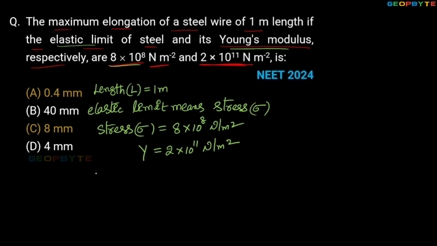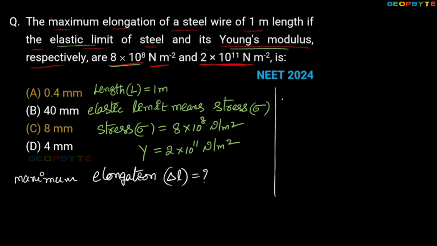You are asked to find the maximum elongation. Elongation equal to how much? In fact, it is asking maximum elongation. Let it be delta L, meaning change in length only. Equal to how much? For that, as you know, the change in length delta L is equal to sigma L by Young's modulus.